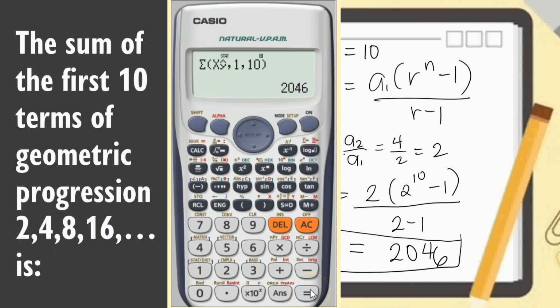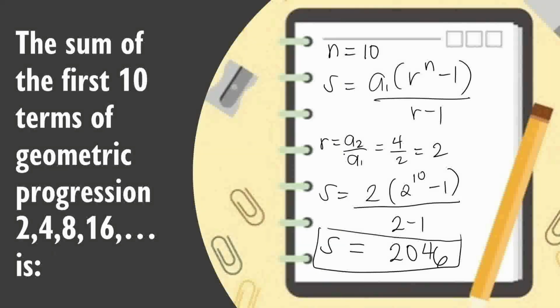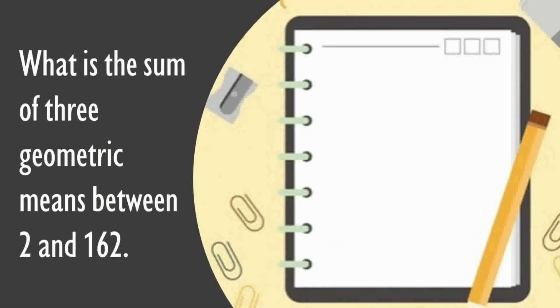So, okay. So, 2046. Tali ba? Okay. Nagtali naman dun sa manual solution. So, 2046. What is the sum of the three geometric means between 2 and 162? So, dito, hanapin daw natin yung sum ng geometric means between 2 and 162.